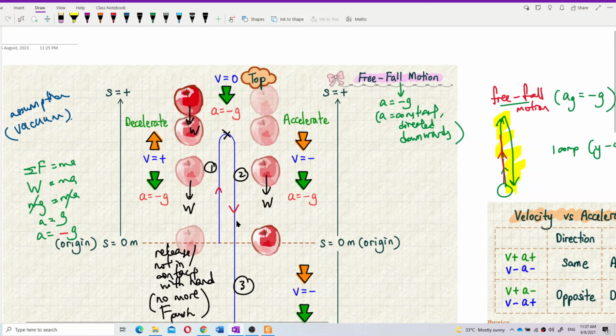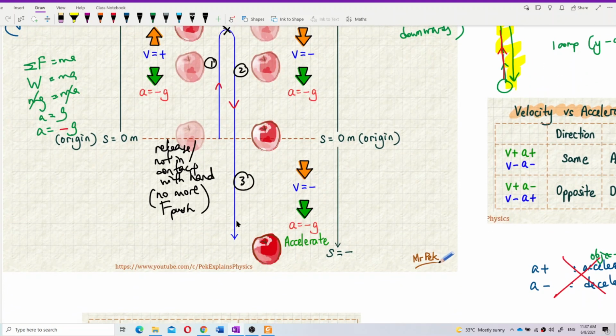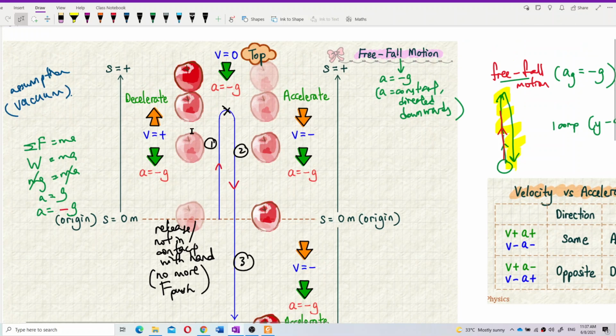Okay, now I just want to rub this off, to make it not so complicated. Now the apple going up, does it accelerate or decelerate? I just say that the apple decelerates. Of course, when the apple goes up, it slows down and slows down. Finally, velocity becomes zero.